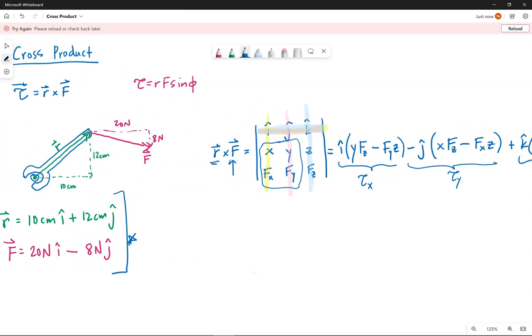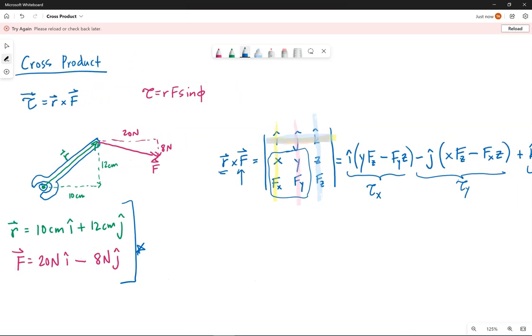So let's come back to these numbers that I've made up. We have this wrench with the lever arm, and we know the x and y components of the force. If we're asked to calculate the torque, torque is R cross F. So I would set up my matrix, and the first row is always the unit vectors. The second row is always whichever vector is first in the cross product. In this case, that is R.